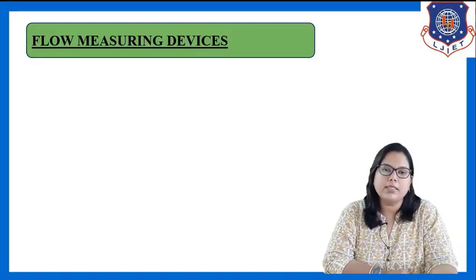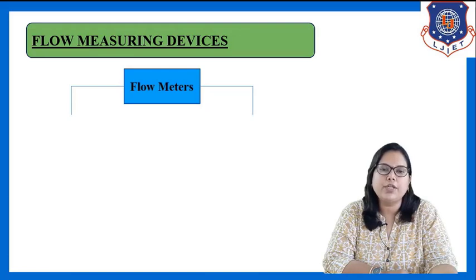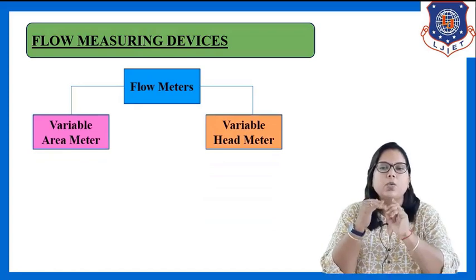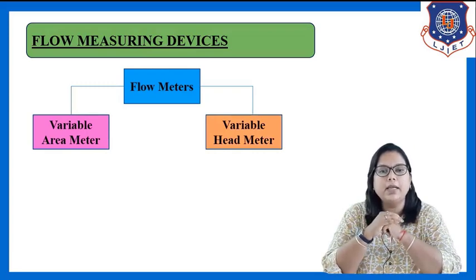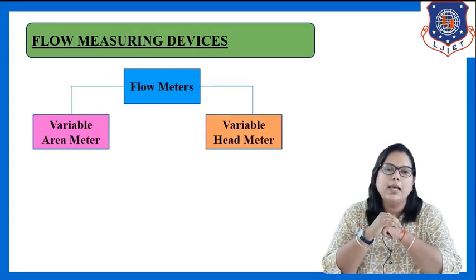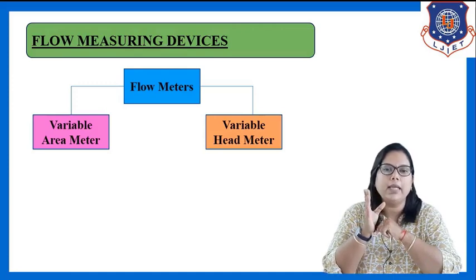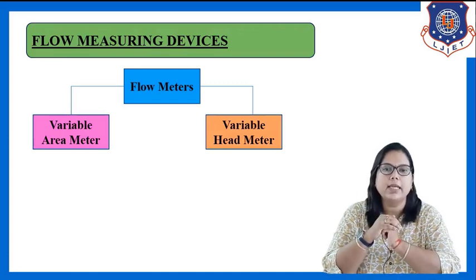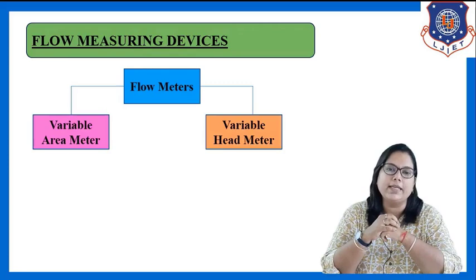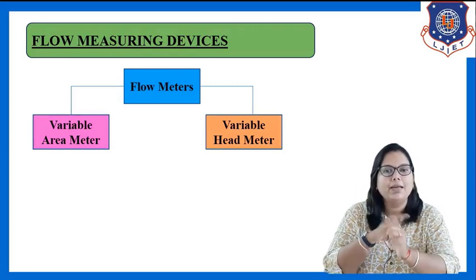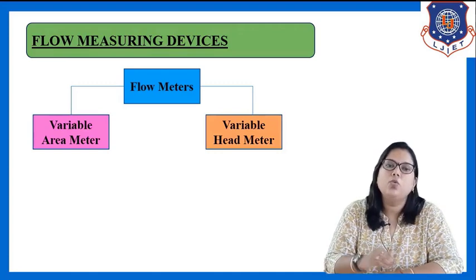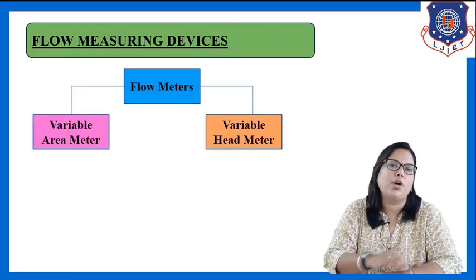Flow measuring device. In the flow measuring device, we are going to study different types of flow meters. Basically, there are two types of flow meters: variable area meter and variable head meter. As the name suggests, variable area meters are those flow meters in which the area of the flow varies. Variable area means that in a variable area meter, the area of the flow varies and the pressure drop remains constant.